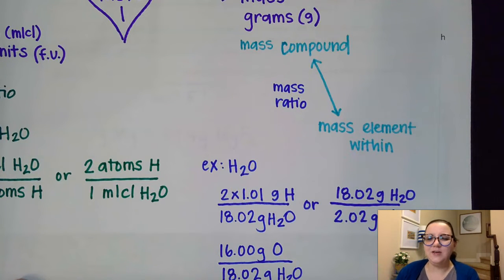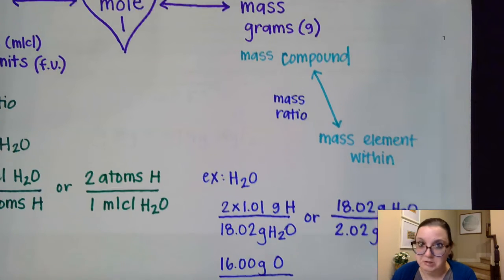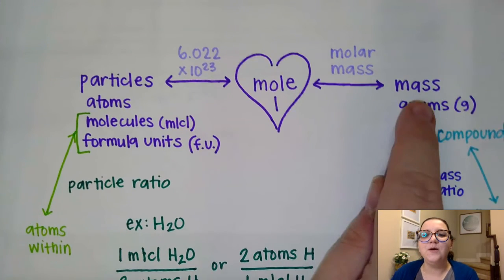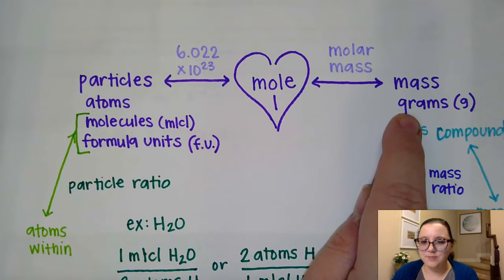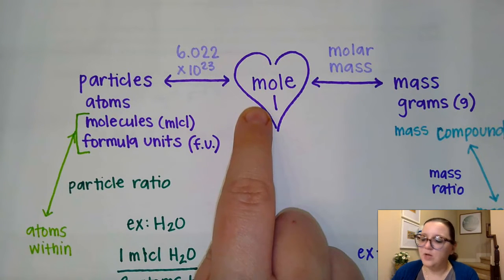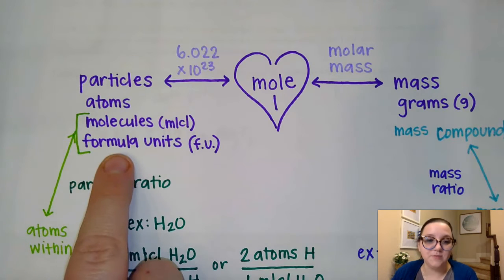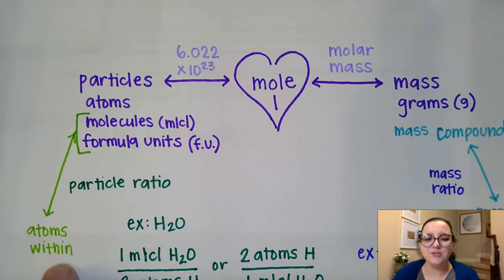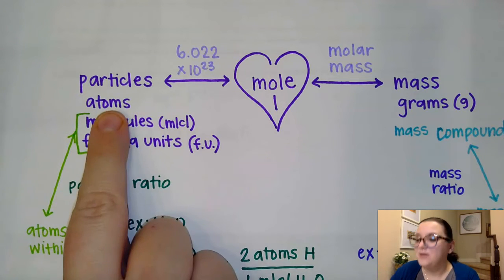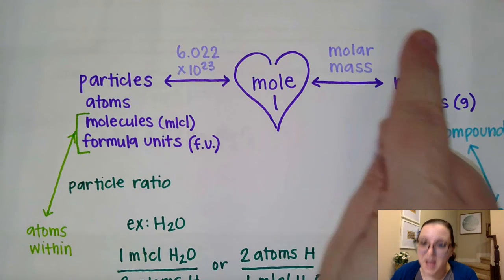Now, every year I get questions about, well, could I try using a particle ratio here? Would that work? And it would, but let me talk you through all the steps you would need to do. You would have to go from the mass of the compound to moles of the compound, moles to particles of the compound, in this case formula units, set up a particle ratio to get to atoms, and then take that atoms back to moles and then back to mass.